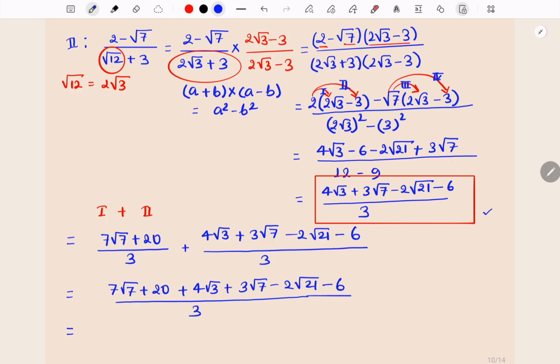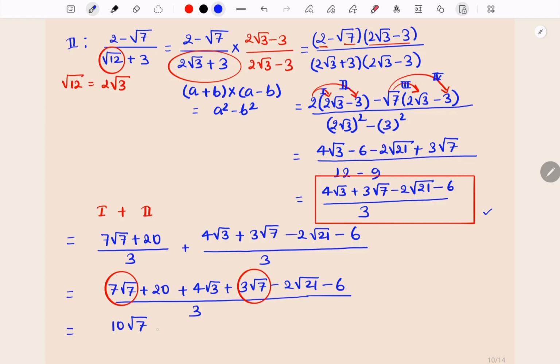Now let's find like terms in the denominator. Here we have 7 root 7, right? And here we have 3 root 7. These are the like terms. We can add them up. So 7 root 7 plus 3 root 7 is actually 10 root 7, right?